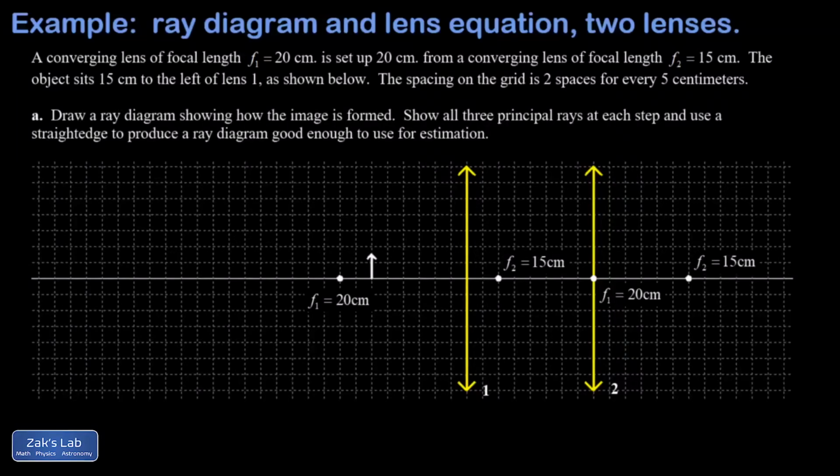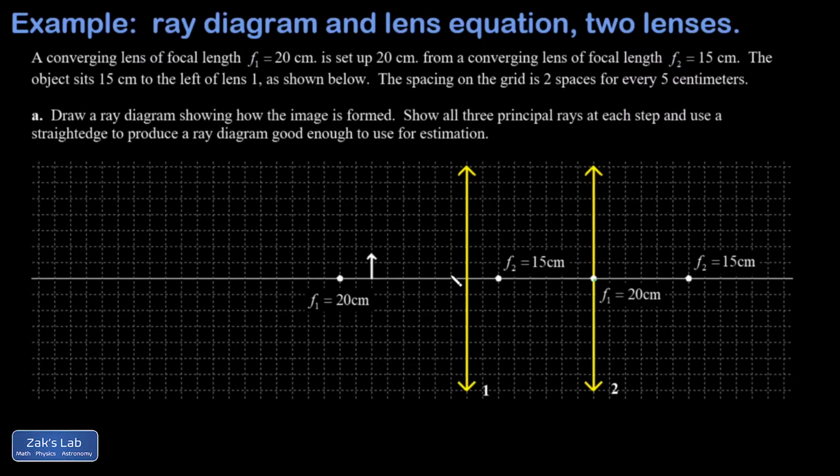In this video, we have a lens combination. They're labeled as lens number 1 and lens number 2. The first lens has a 20 centimeter focal length, and the lenses are 20 centimeters apart, which puts the second focus of the first lens sitting right on the second lens. The second lens has a focal length of 15 centimeters. This whole grid has been set up to scale, and every 2 spaces means 5 centimeters.